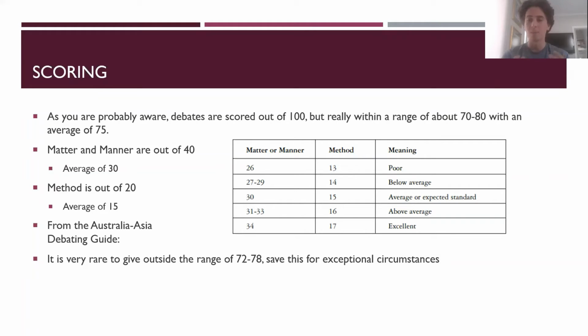So keep in mind that it's very rare to get scores outside the range of 72 to 78. Save this for really incredible circumstances, such as when someone speaks for a minute or you've seen the best speech ever. I'm sure you will have some familiarity with debating, and so you'll have seen scores given in the past. Hopefully you can use that.